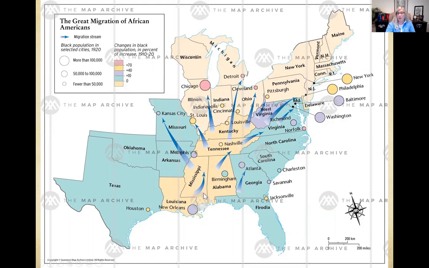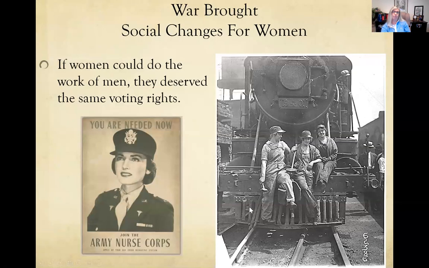Isn't this also the area that we talked about with the concentration of African Americans going all the way back to the antebellum period? So we're seeing that shift out of the Deep South.